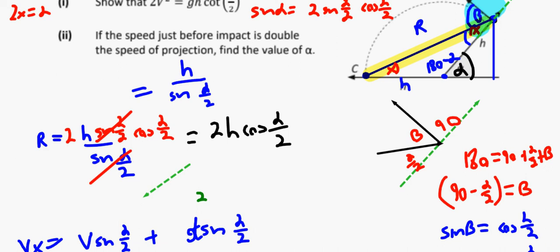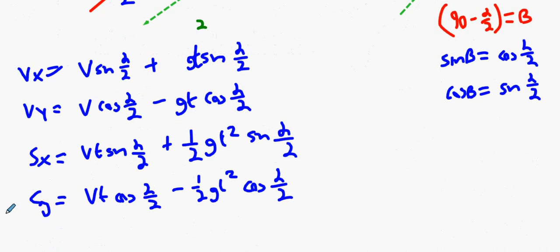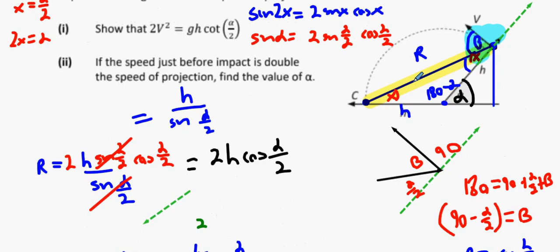Now that I've established what the range is, I think that's where I'm going to go next. The range is Sy equals 0 for the time of flight. So Sy equals 0.